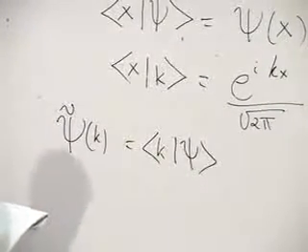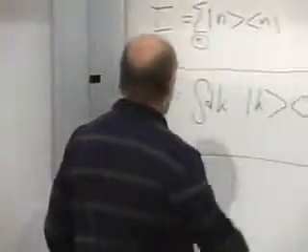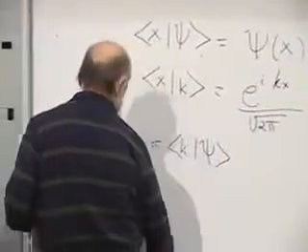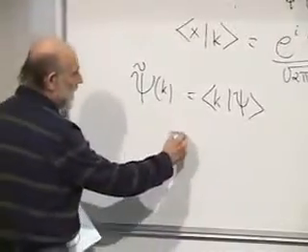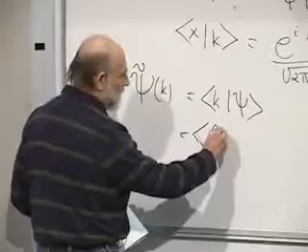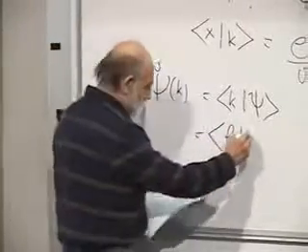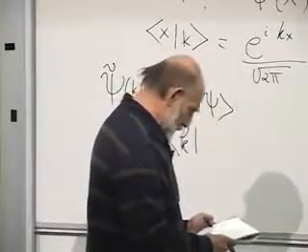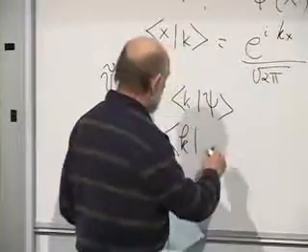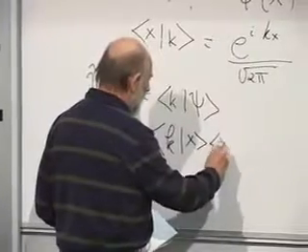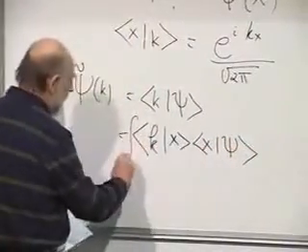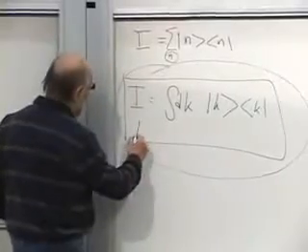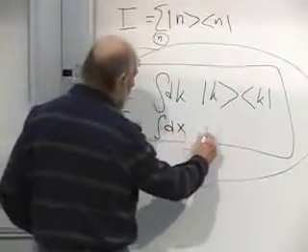Okay, let's calculate that by using our trick. Where is our trick? Our trick is over here. This is the trick we'll use. What we're allowed to do is to insert into any expression, let's see, which one do I want to put in there? What I've done here is not quite what I've used. What I've used is that I is also equal to the integral dx of |x><x|.